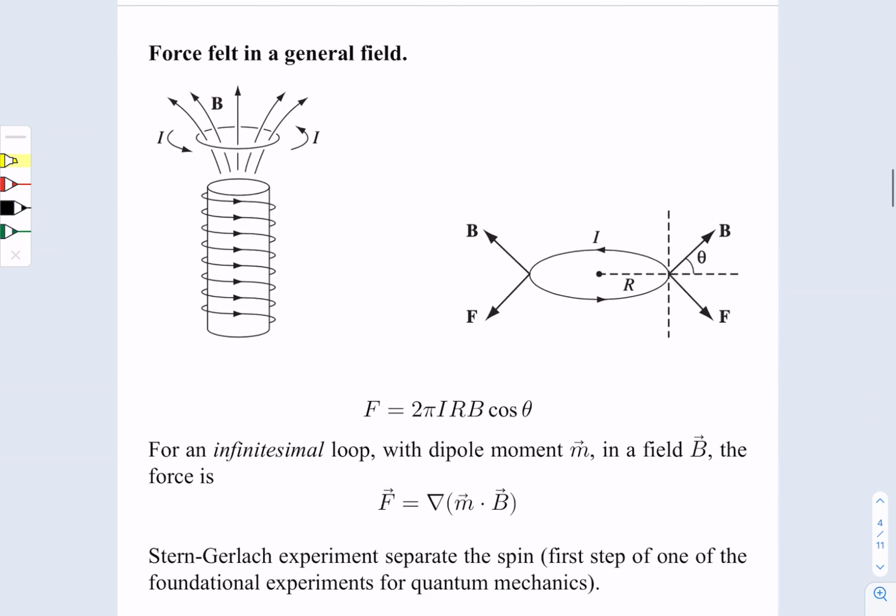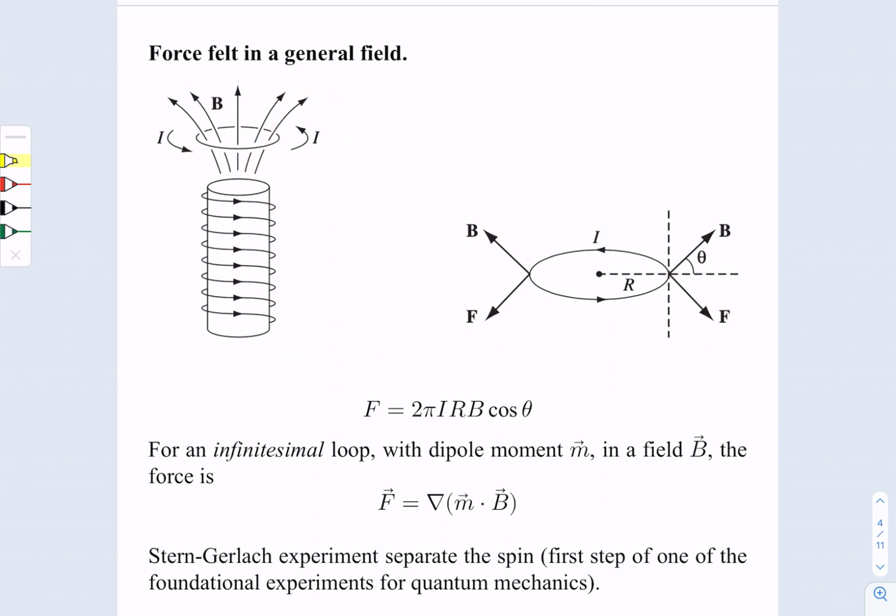Now we can generalize the conclusion to a general field. So instead of a homogeneous field, we can try to calculate what force a magnetic dipole might feel in an inhomogeneous magnetic field. For example, I'm giving a very simple case here. Consider a solenoid made by wrapping currents along a cylinder. Then the magnetic field produced is something like this.